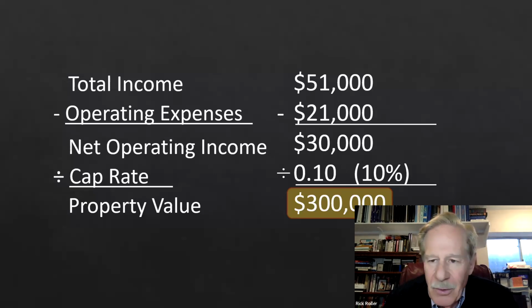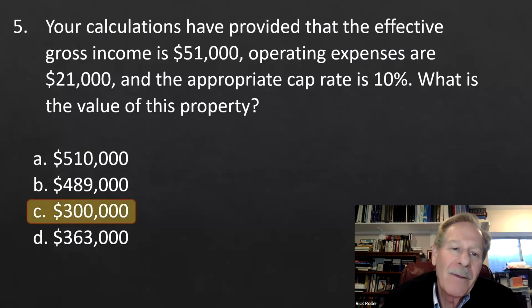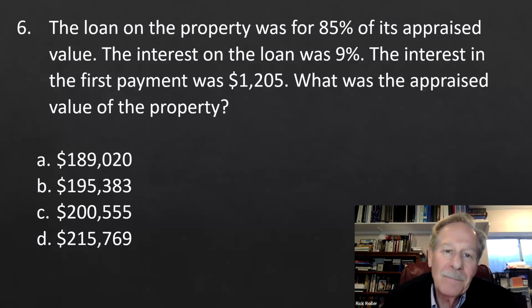Make a simple division, but don't divide it into the gross. That won't help you. You can divide it into the NOI, the net operating income. Cap rates are always based on NOI, net operating income. It's not a trick if you know it. You need to know it. You will see one of these, okay? Number 5, your calculations have provided.